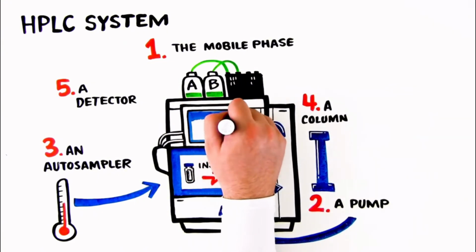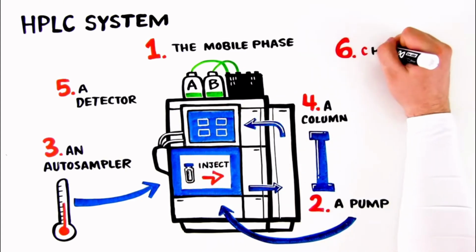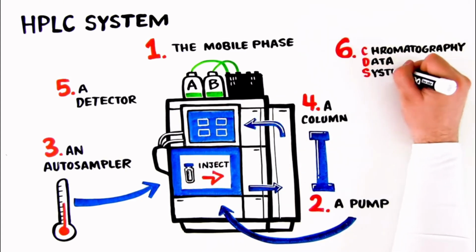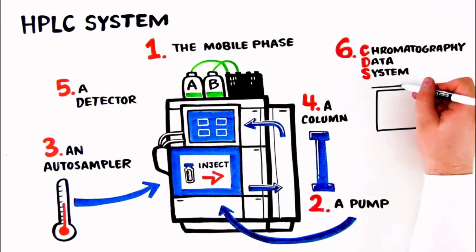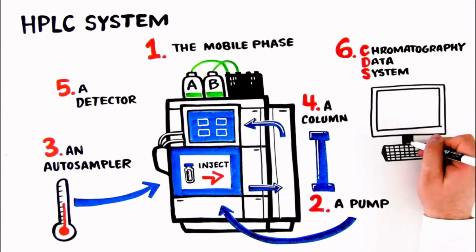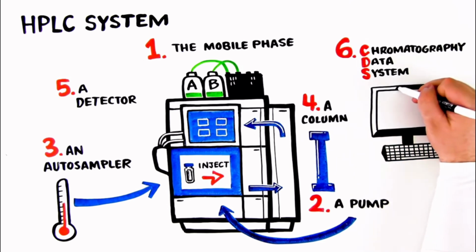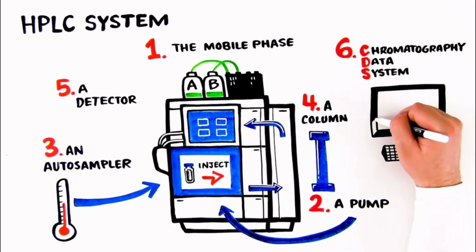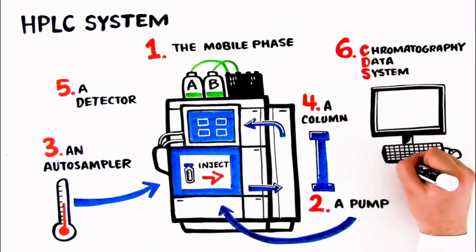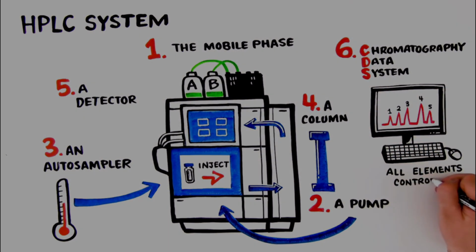Most HPLC detectors work by converting a physicochemical property of an analyte into an electrical signal. And 6, a chromatography data system, CDS. The data system translates the signal from the detector into a chromatogram that provides qualitative and quantitative data about the sample. The data system allows complete control of the pump, autosampler, and detector. All of the instrument parameters, automated run sequences, and data collection are controlled by the data system.